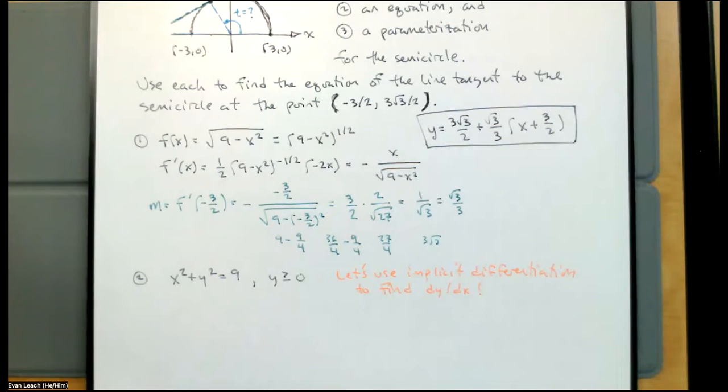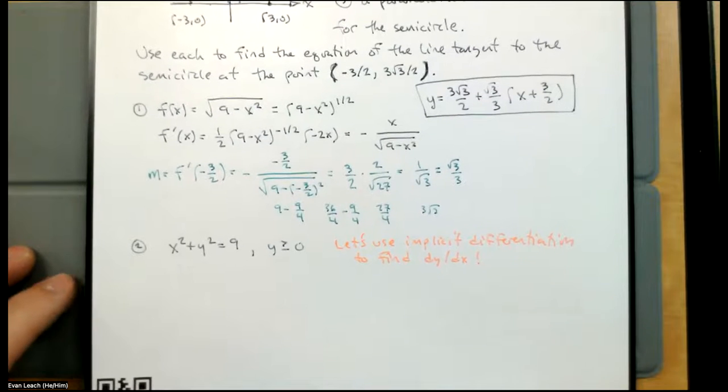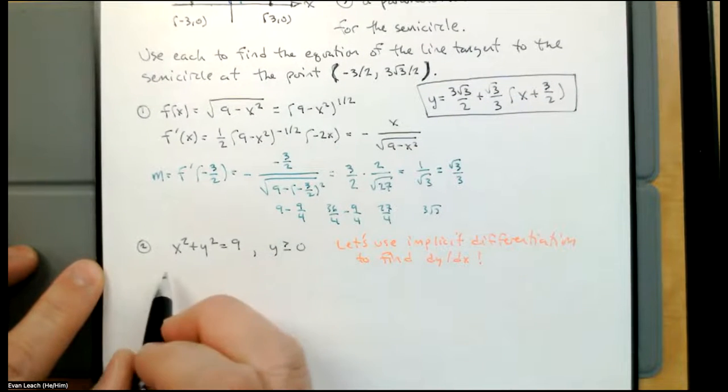Because our equation is not in the form of a function, it's just an equation involving x and y, even though it's not hard to find a function for the curve that we want, we're still going to use implicit differentiation because that's what we're looking at, an equation where everything's mixed up.